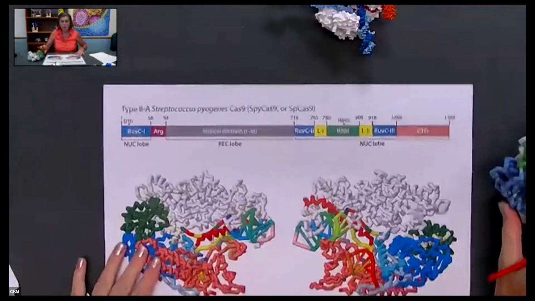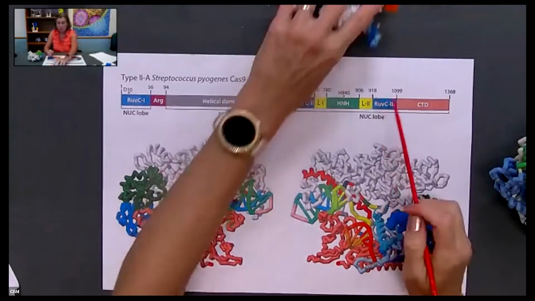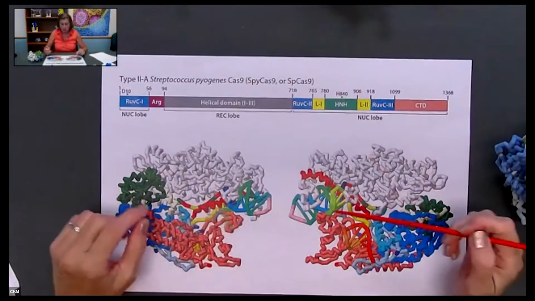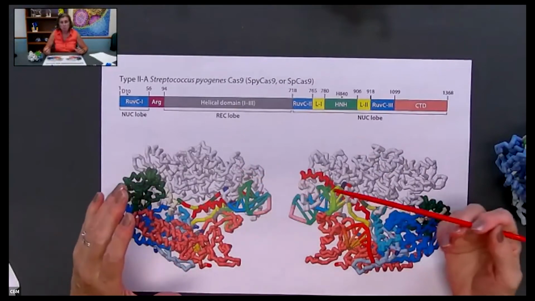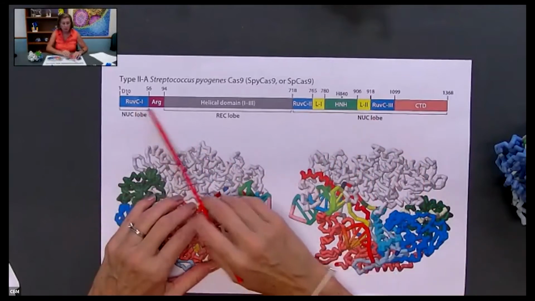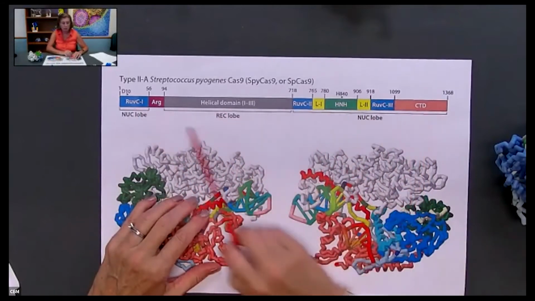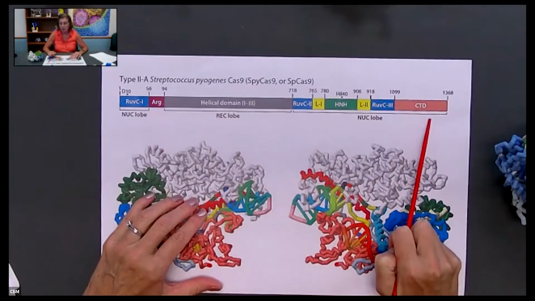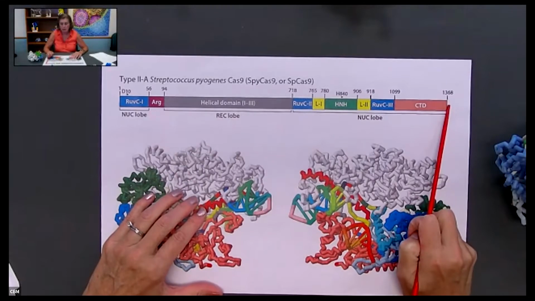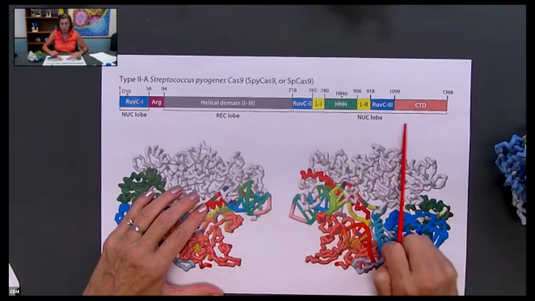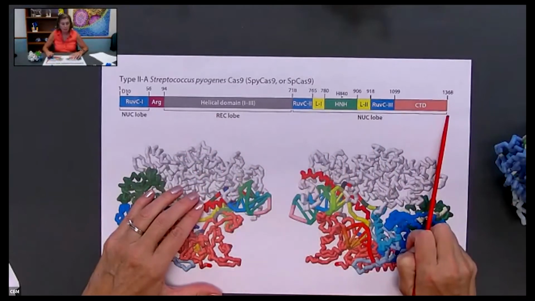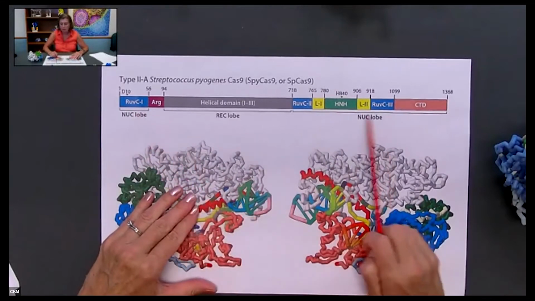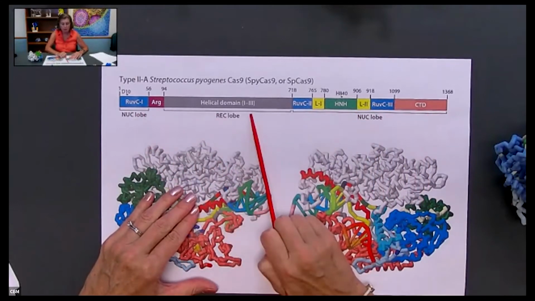All right, now, in order to understand it, we want to first, what I did here is I made a model of this that is color-coded. It's close, not perfect, but color-coded to this. This is the primary structure of Cas9. It's 1,368 amino acids long, and it is made up of 2 lobes, a recognition lobe and a nuclease lobe. You'll see there's a nuclease lobe over here and a nuclease lobe over here. There's a rec lobe here.